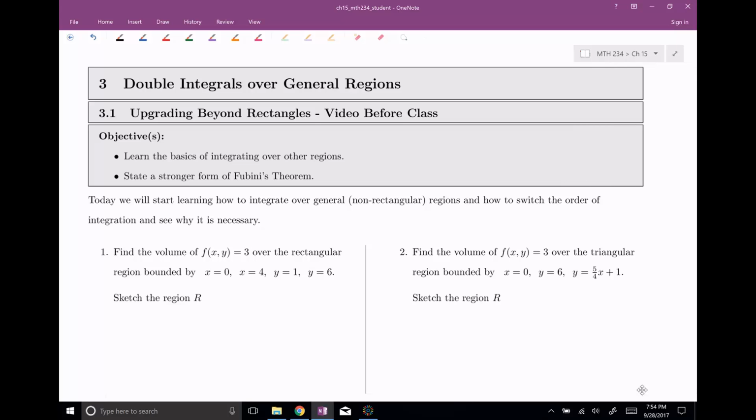Hopefully by now we're pretty good at integrating over rectangles, but what if we want to do something beyond rectangles? In this lesson, our goal is to learn how to integrate over general, non-rectangular regions, and eventually we're going to get to how to switch the order of integration and see why this is necessary. We're going to learn the basics in this video, and in class we'll do a lot more.